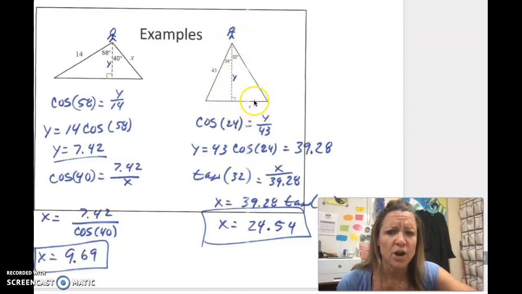And then to solve for x, we're going to use the 32 and the adjacent and the opposite. So opposite and adjacent is tangent this time. So tangent of 32, opposite over adjacent, cross product, multiply.